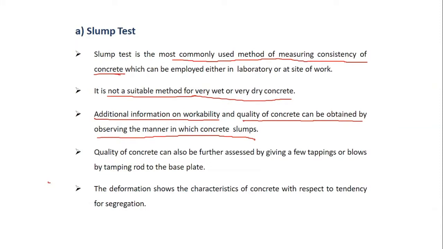The first one is the slump test. The slump test is the most commonly used method to test the workability of concrete, and it is not suitable for very wet concrete or very dry concrete. That is, very wet means the water by cement ratio is very high, and dry concrete means the water by cement ratio is very low.